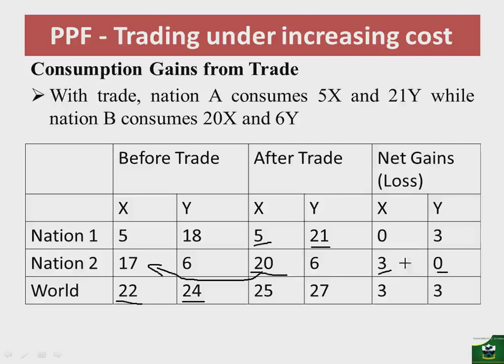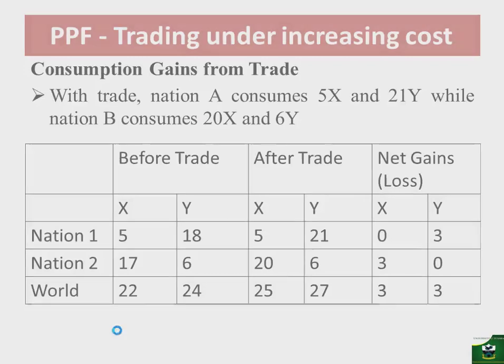And if we sum up these two values, we see that the total gains in consumption for commodity X will be 3, and the gains in consumption for commodity Y will be 3. So it means that both nations have gained from trade as a result of specializing.